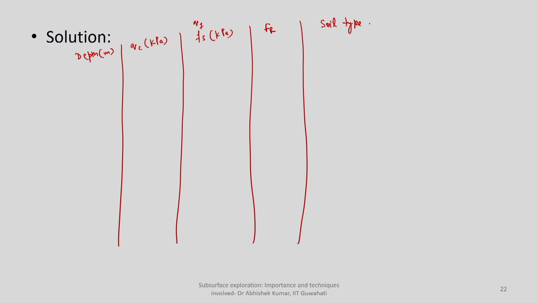So when you are defining the soil type, it will be better if you can write using which methodology, based on which paper you are referring to convert this field recording, or FR or QC value, into an interpretation about the soil type.